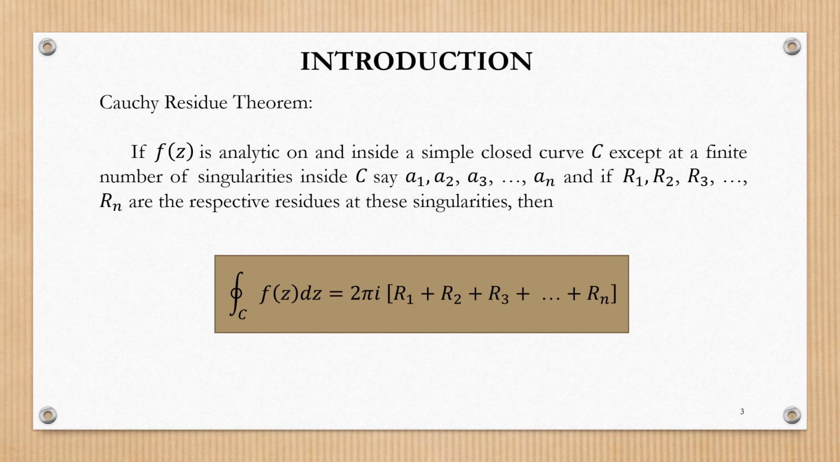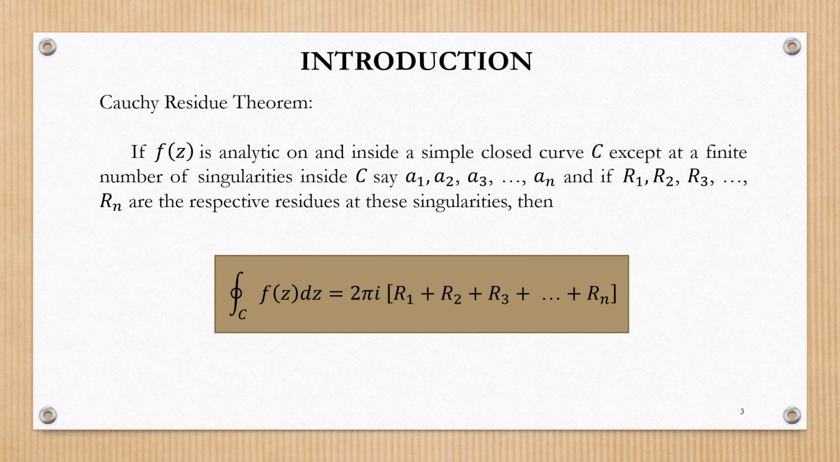Let us now look at the salient features of this Cauchy residue theorem. Number one, the curve that we consider should be a simple closed curve. Number two, the function must be analytic. There can be a few points where the function is not analytic, and such points we know are called singularities. Some of the singularities may lie inside the curve, some may lie outside the curve. The number of singularities that are inside the curve have to be finite. That is, the number n, a1, a2, a3 up to an, that n has to be a finite number.